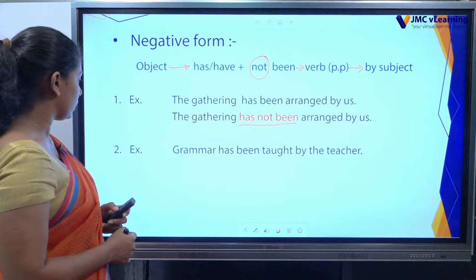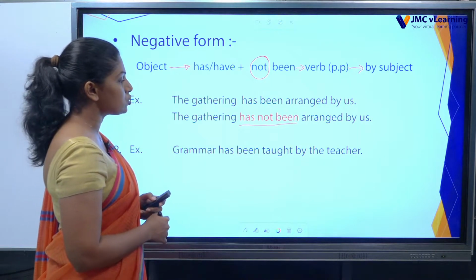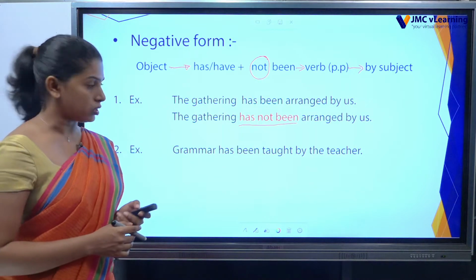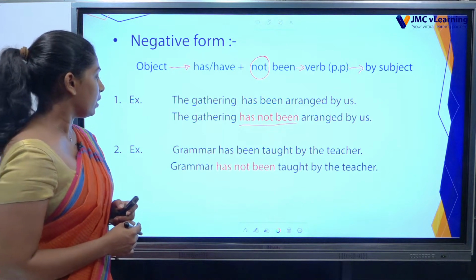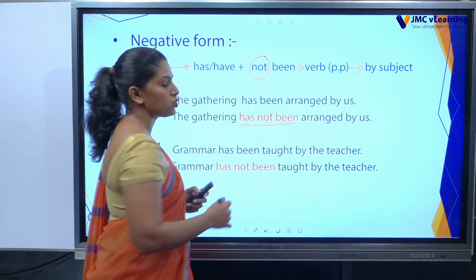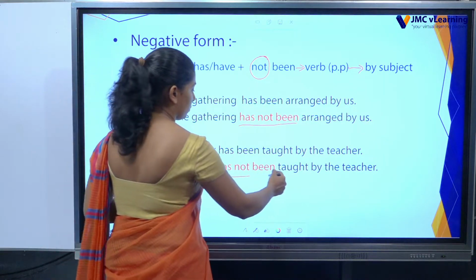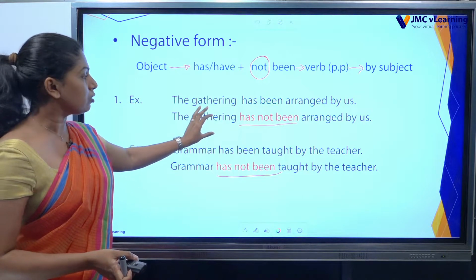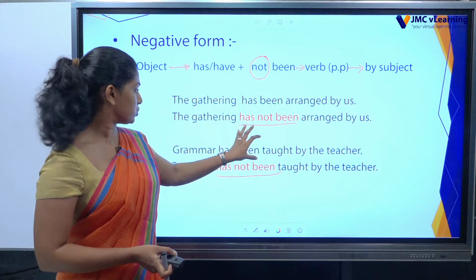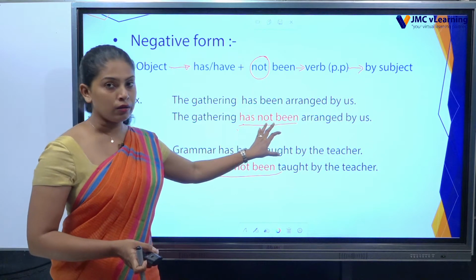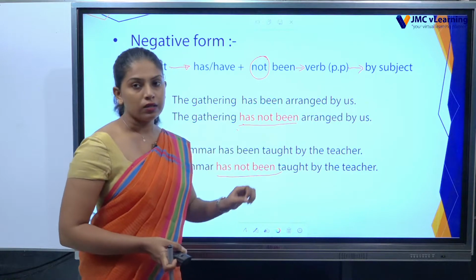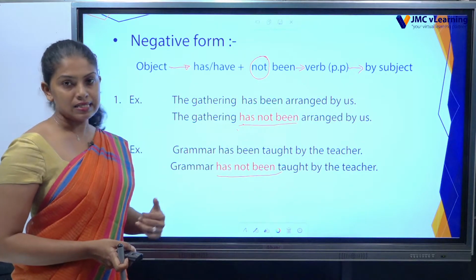Okay. Second one. Grammar has been taught by the teacher. What is the negative of that? Grammar has not been taught by the teacher. Here, first we are writing the object. According to the object, we are writing has or have. Then we add not to show that it is negative. Then the helping verb been. Then the verb past participle, by subject.